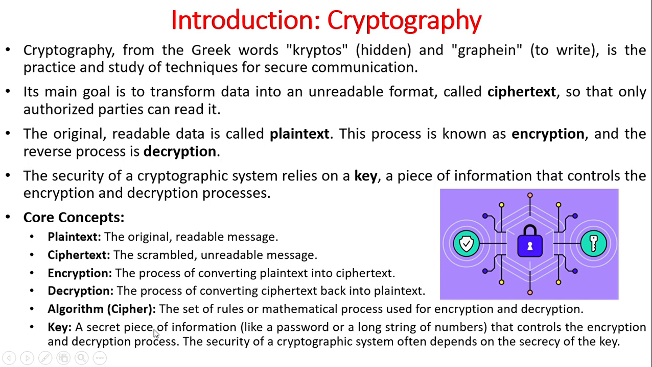And then next is the algorithm, or we can say cipher, the set of rules or mathematical process used for encryption and decryption. There is no rule that only a particular algorithm, mathematical process or substitution must be used. Any algorithm or mechanism can be used. Next is the key, a secret piece of information like a password or a long string of numbers that controls the encryption and decryption process. The security of a cryptographic system often depends on the secrecy of the key.